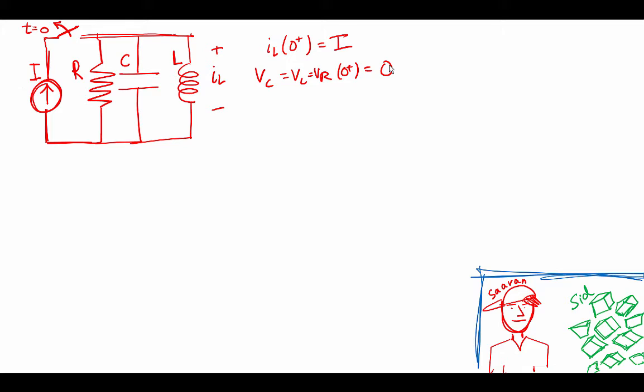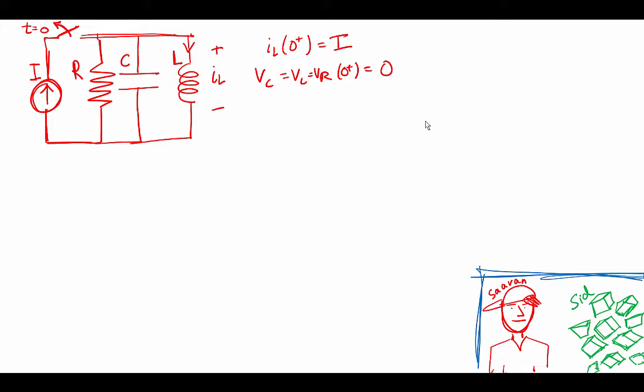Wait, I have a question. Why did you choose IL? Why couldn't you have chosen the capacitor voltage or the current through the resistor? I could have. I just decided to use IL. You could have equivalently made similar equations with IC or VC or IR.